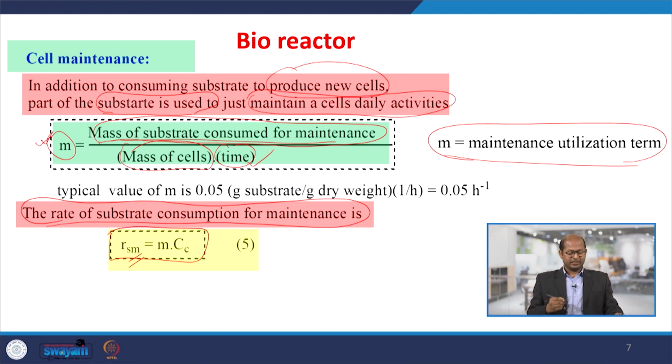Okay. So, the cell maintenance, the amount of the substrate is used. Substrate consumption, that is m into Cc, the number of cells present in that reactor, that is very important. So, here if we multiply by the total number of cells, then the mass of the substrate consumed per unit time, that is the rate we are expressing as RSM. So, if we want to know that, then we have to use equation 5, and if we know m and the concentration of the cells, then we can easily find the rate of substrate consumption for cell maintenance.